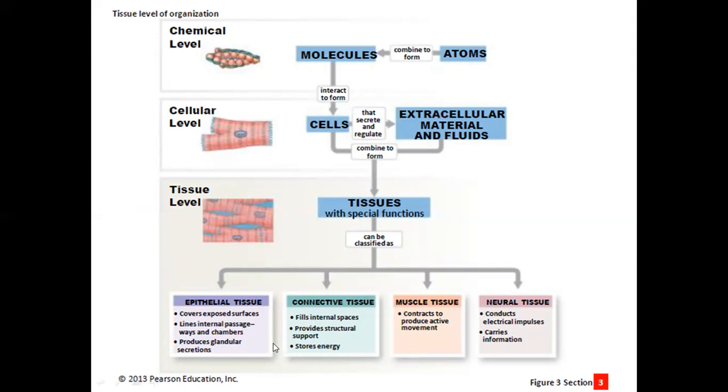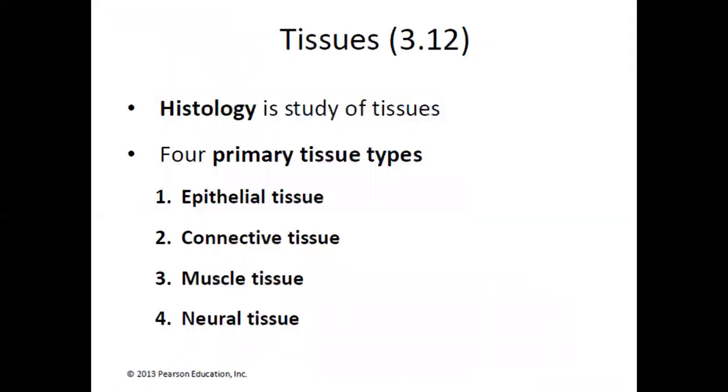We'll go into detail in this lecture about epithelial tissue once we get through the overview of tissues in general. And then we've got another lecture next on connective tissue. And then the last lecture in this chapter would be on muscle and neural tissue. So, some basic background of tissues. Histology is the study of tissues. When we look at tissues, we look at them under a microscope to study them. And there's 4 primary types. Every organ in your body is made up of 1 or more types of these 4 tissues: epithelial tissue, connective, muscle, and neural tissue.